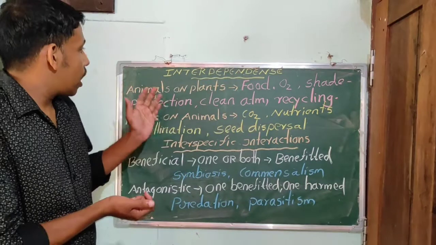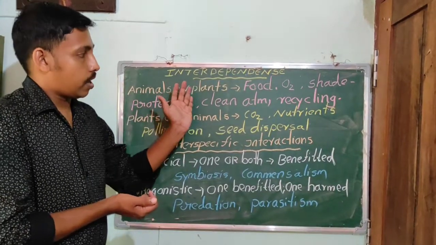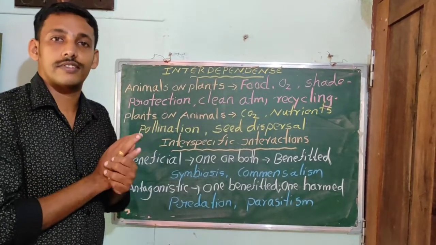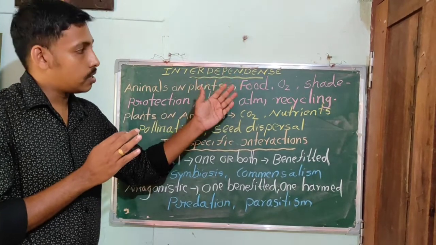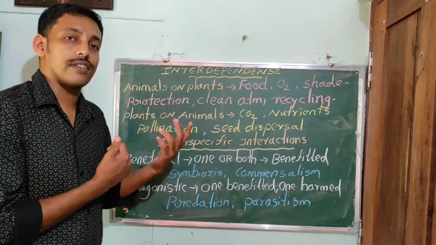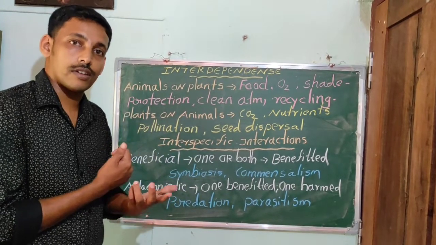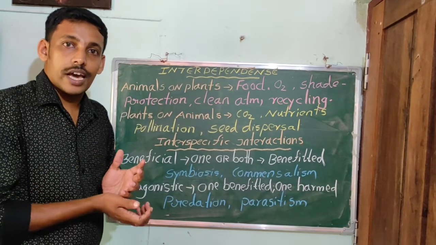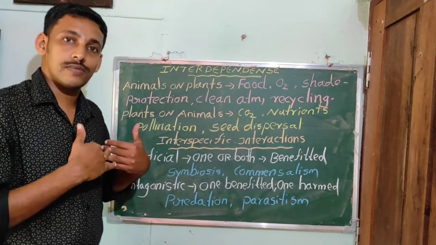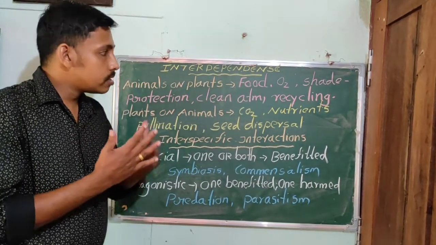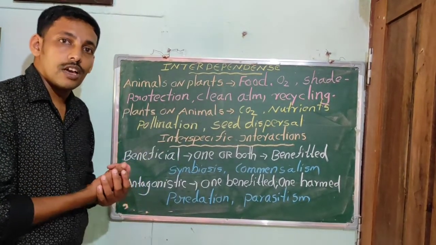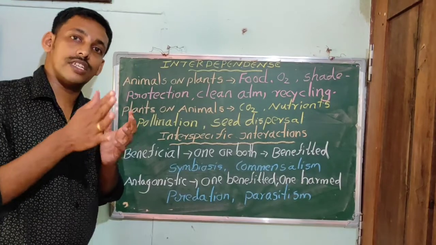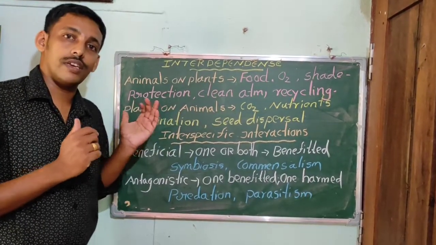The dependence of animals on plants. Animals obtain food from where? From the plants. Animals also obtain oxygen from the plants. Oxygen is a byproduct of what? Photosynthesis. During photosynthesis, oxygen is liberated and this oxygen is taken by the animals. Plants also provide shade and protection for animals.